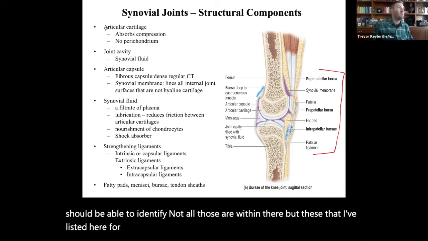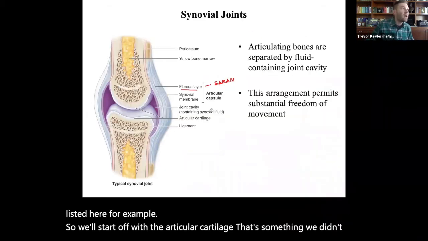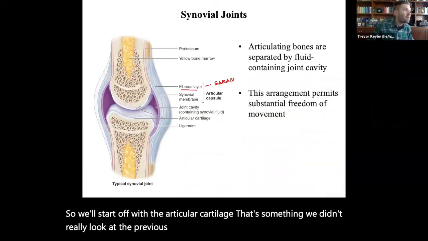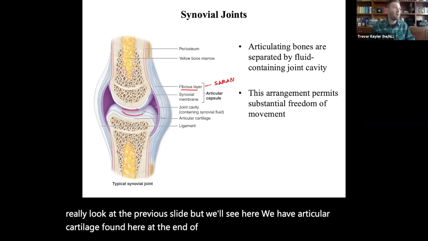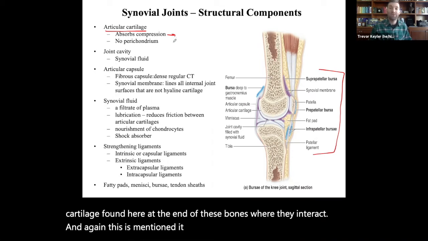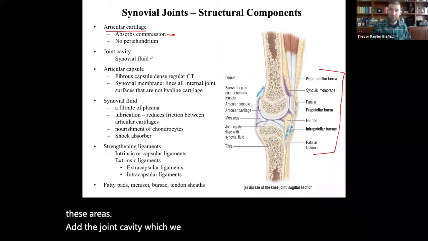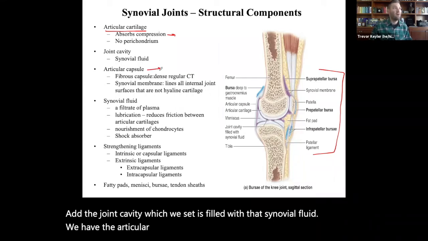We'll start off with the articular cartilage. That's something we didn't really look at on the previous slide, but we have articular cartilage found here at the ends of these bones where they interact. Again, it helps absorb compression. We have the joint cavity, which we said is filled with synovial fluid. We have the articular capsule, which we defined on the previous slide.